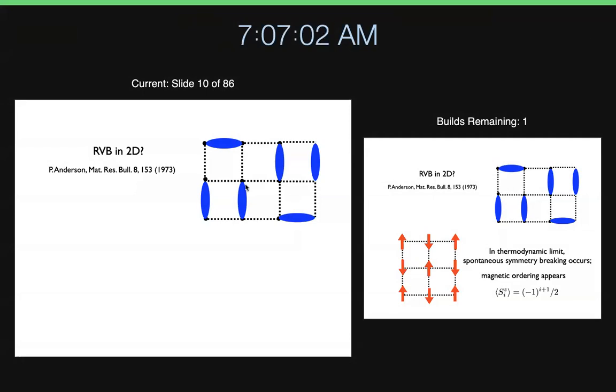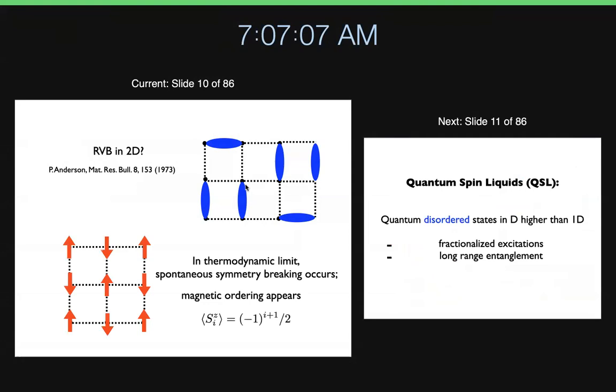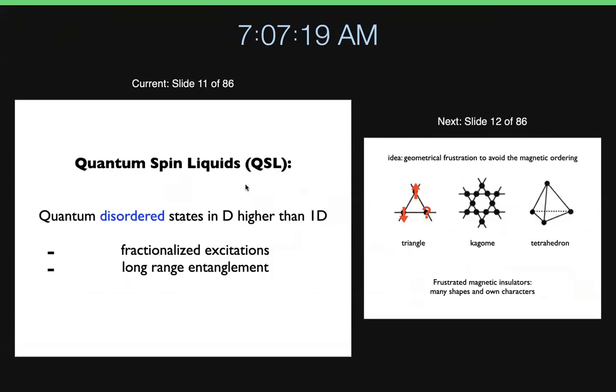So here, the RVB state was in fact suggested back in 1973. And in fact, if you take the thermodynamic limit, we often see spontaneous symmetry breaking, and that is basically antiferromagnetic order appearing. So our long-held thought of the quantum spin liquid in fact goes back to the 1970s. We are looking for a quantum disordered state in dimensions higher than 1D, and the fractional excitations have a long history traced back even to one-dimensional systems, and that will exist in this quantum spin liquid.